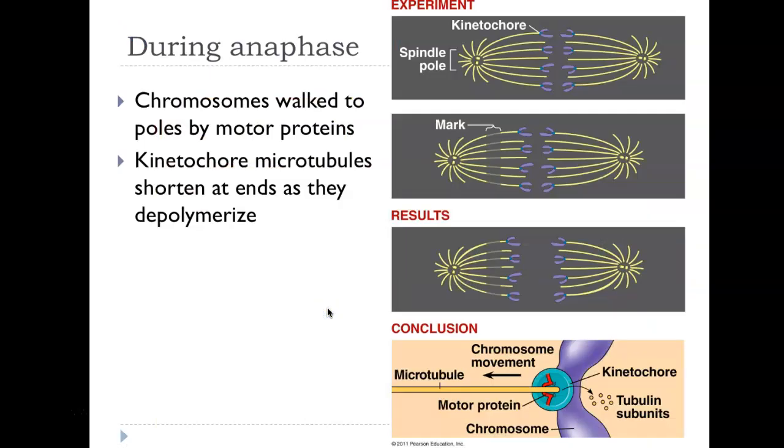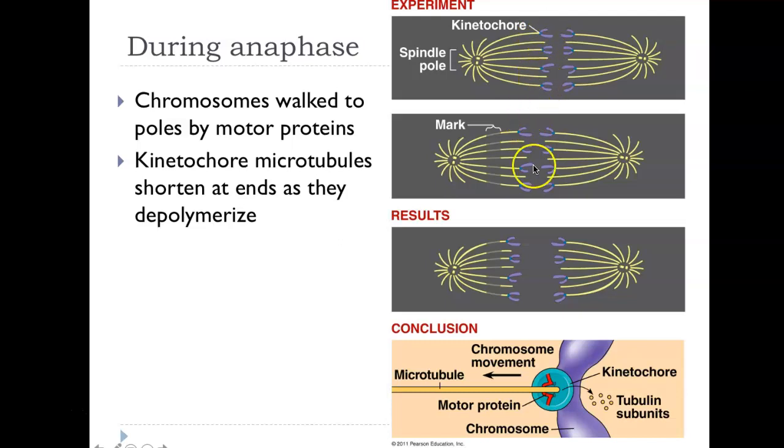Then the last thing is that during anaphase, so remember anaphase is the phase where sister chromatids are being pulled apart, what I need you to know is how they are being pulled apart. So you have your chromatids that are attached to the microtubule spindle with a protein called a kinetochore. So you need to know that word kinetochore. The kinetochore attaches the chromatid to the microtubule spindle.